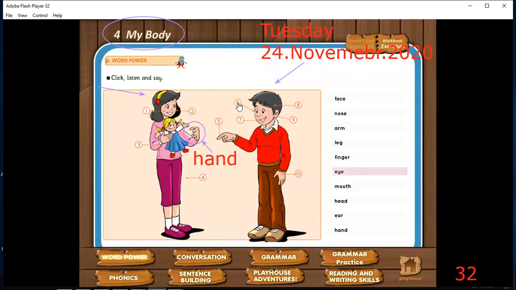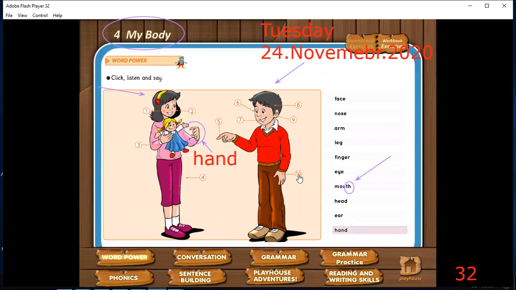Let's go to number six. Six, eye. Excellent. Seven, mouth. Mouth, teacher, T with H gives us one sound, it's th, mouth, okay. Good job. Number eight. Head. Excellent. Super. Nine. Ear. Well done. And ten. Hand. Ten. Hand.